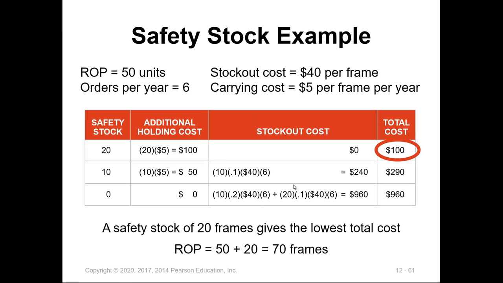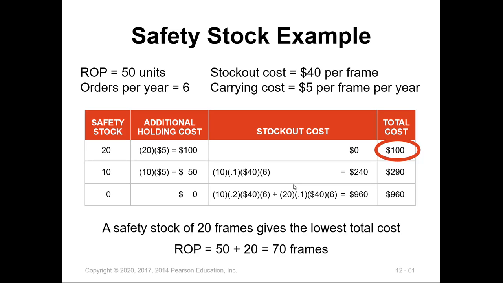With zero safety stock, if the demand was 70 and I have only 50 units in stock, then the shortage will be 20. The probability for that to happen is 10%. The stockout cost per frame is $40. With 6 orders, the cost will be $480 for those units.